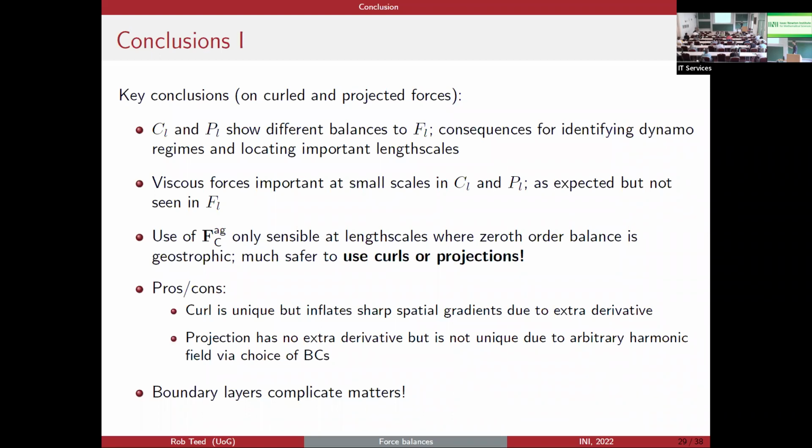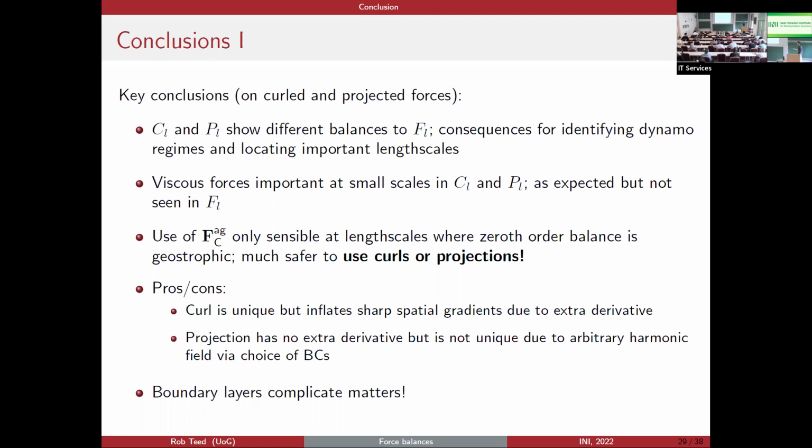I don't much like this ageostrophic Coriolis force. I think it's only sensible to use this where the zero order balance is geostrophic. So at length scales where it's not, this doesn't really make sense. And in any case, I think it's much safer to use the curl or the projection anyway, because it eliminates the gradients of all forces.